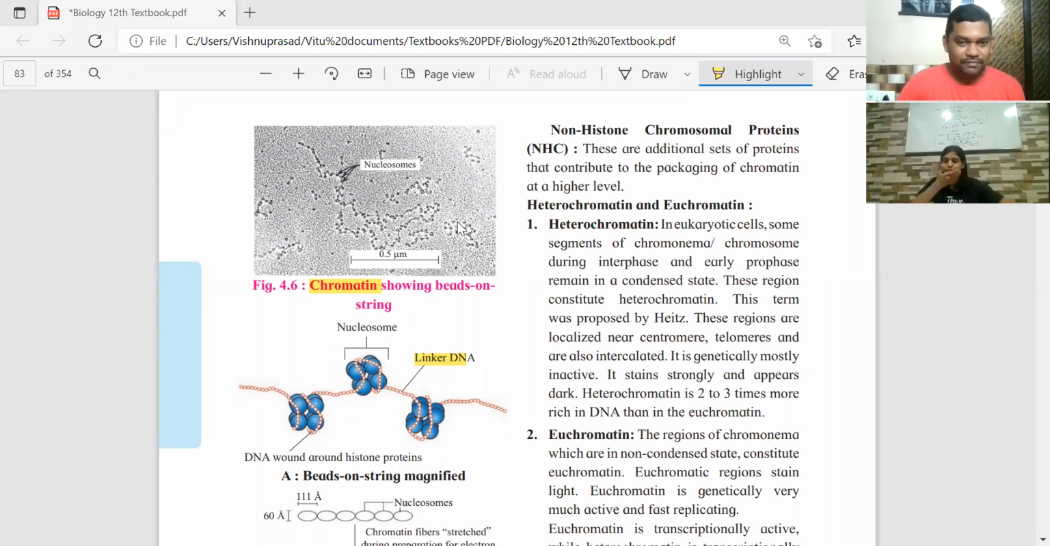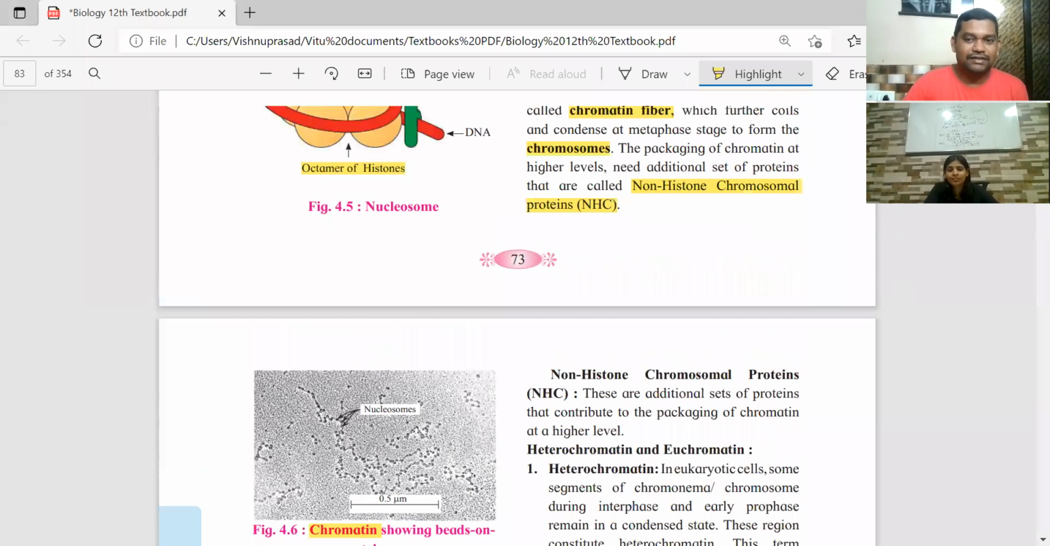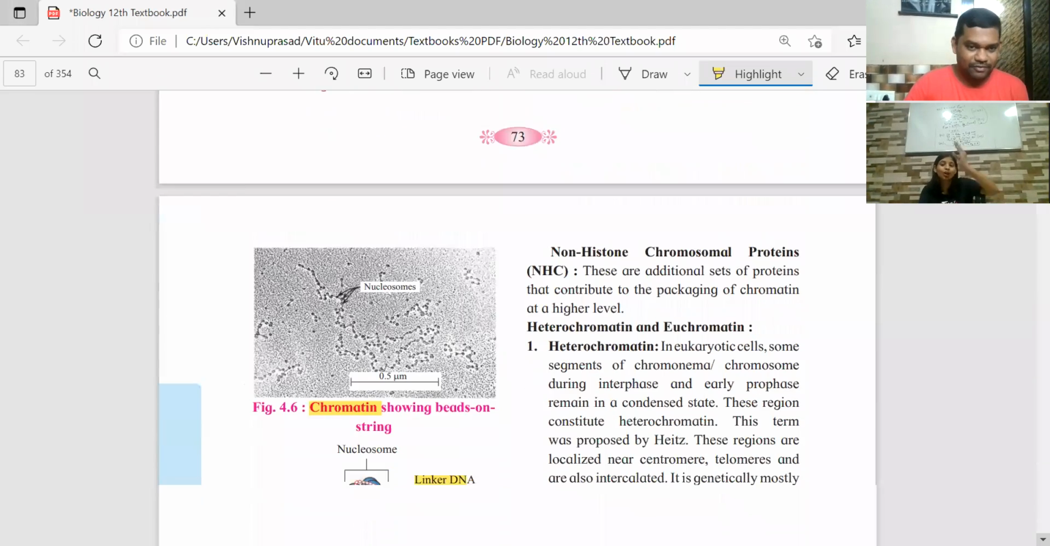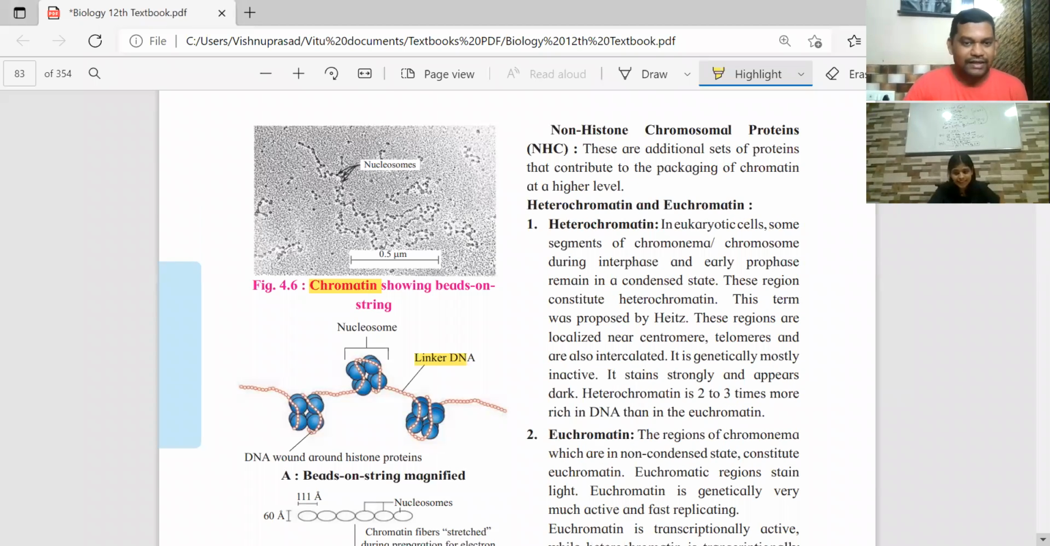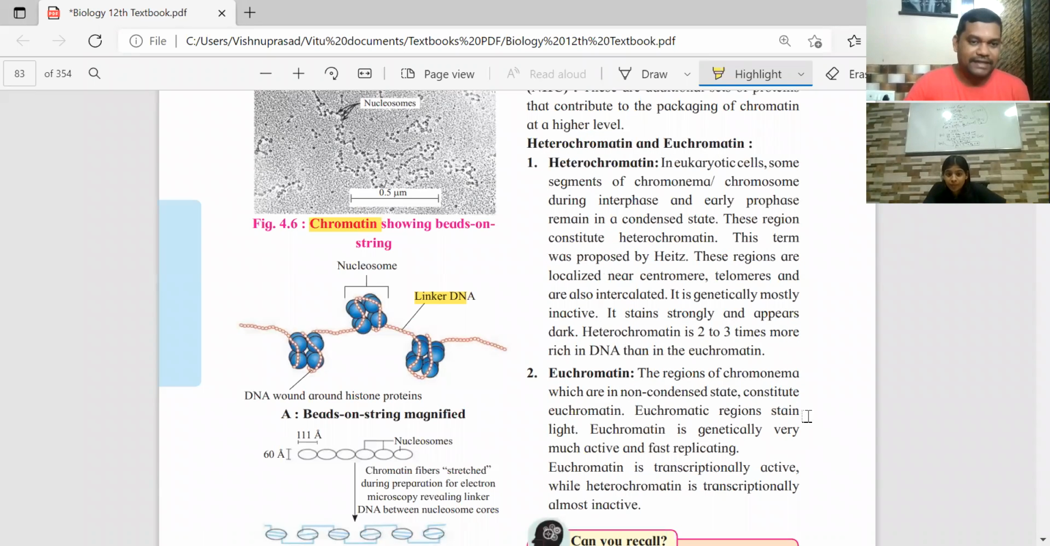So you have understood properly how the packaging is carried out in the eukaryotic cell, based on the string model: nucleosome, solenoid, chromatin, chromosome. The last point we said is that there is an additional set of proteins present, called NHC, the non-histone chromosomal proteins. At a higher level, they also help in packaging.